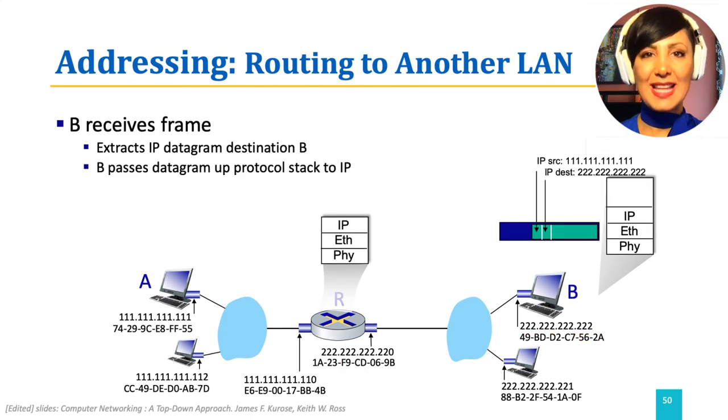At the last step, when the frame is received at node B, the datagram is passed to the IP layer. The datagram is now at the destination.